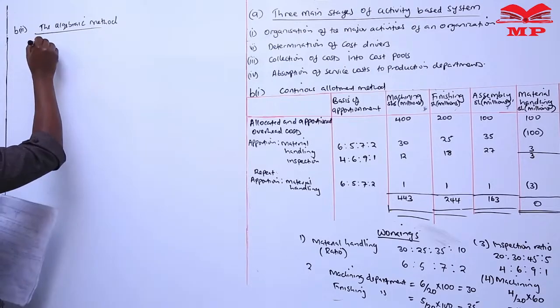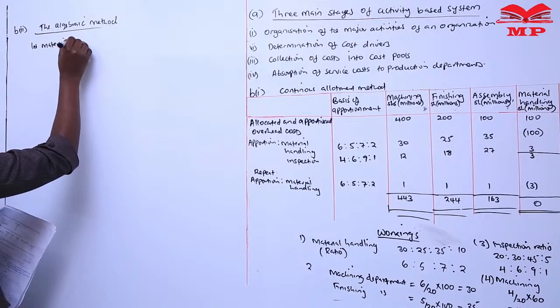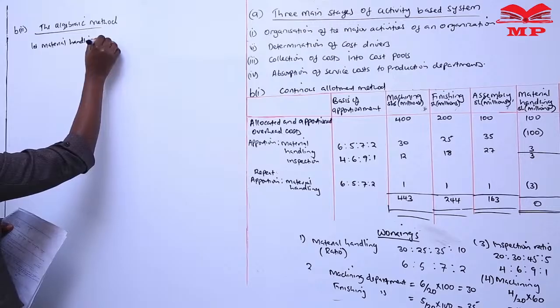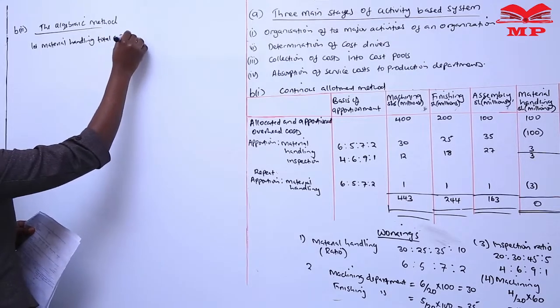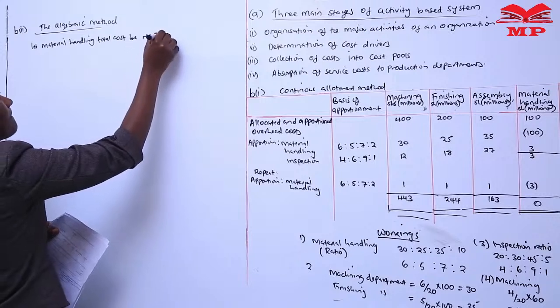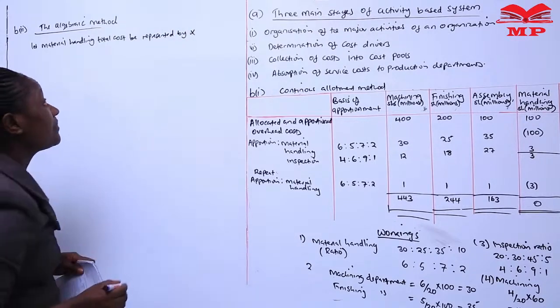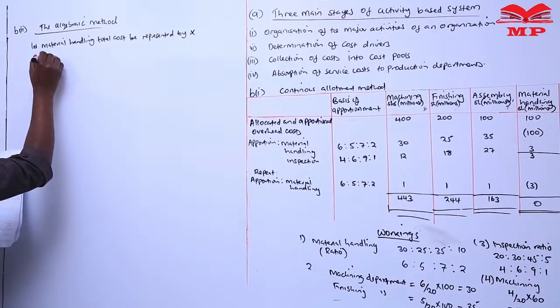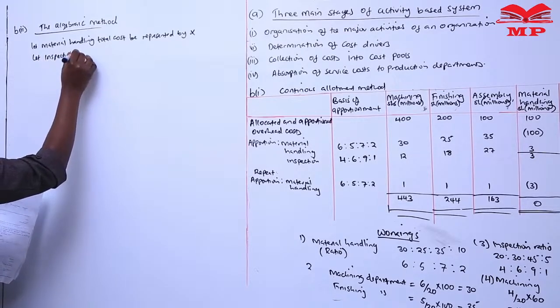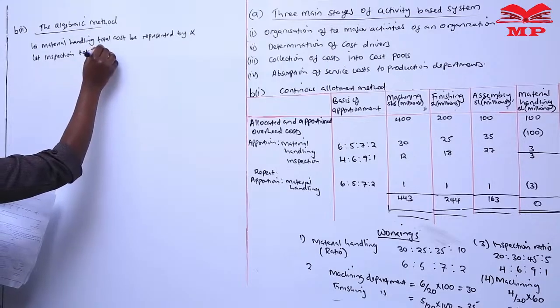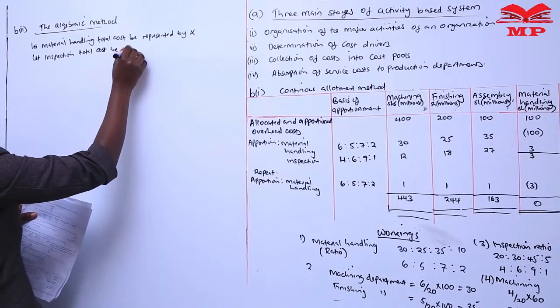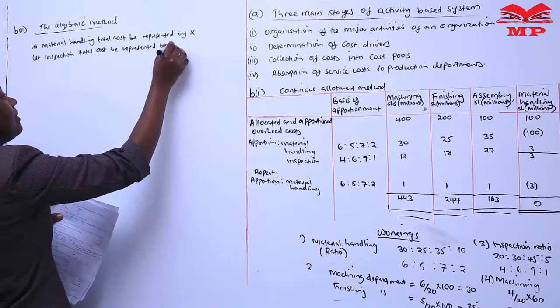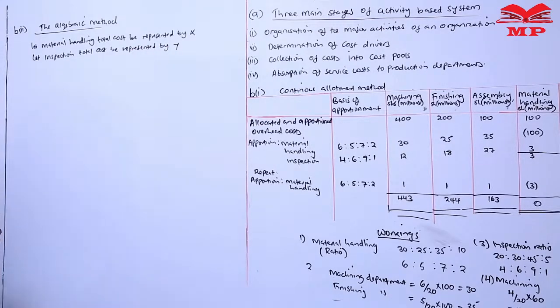Let material handling total cost be represented by X. So we are representing material handling by X, and then we let inspection total cost be represented by letter Y. So X is representing material handling and inspection is represented by Y.